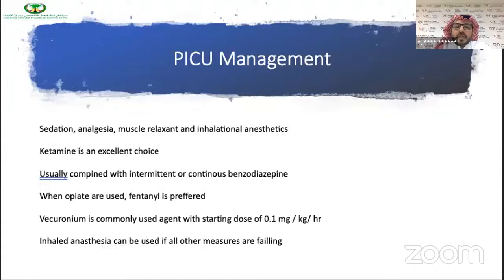Sedation, as we said earlier, ketamine is an excellent choice, usually combined with intermittent and continuous benzodiazepines. When you are going to use opioid, fentanyl is preferred because of less histamine release. Vecuronium is commonly used as the neuromuscular agent in those patients.